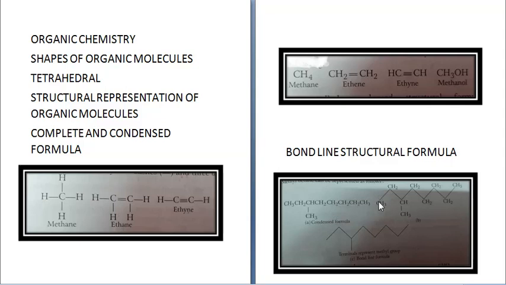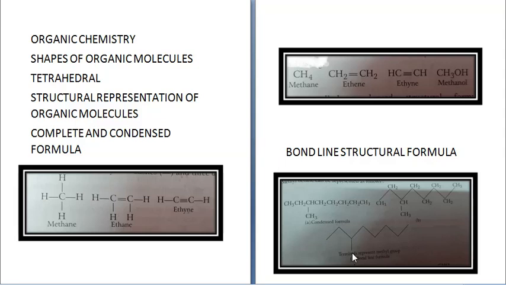In bond line structure formula, you show it like this, zigzag: 1, 2, 3, 4, 5, 6, 7, 8. And on the third carbon, 1, 2, 3, there is a methyl group. Or you can omit the CH3 because it is understood that the ends are CH3. So you can simply make the lines like this, and to the third one, because the side chain is also CH3, no need to write it. So this way you can show it, because terminals represent methyl groups.